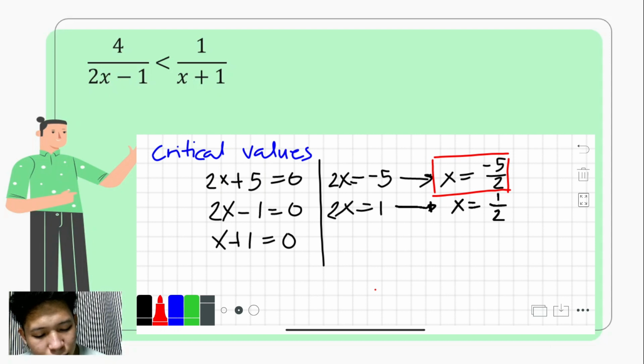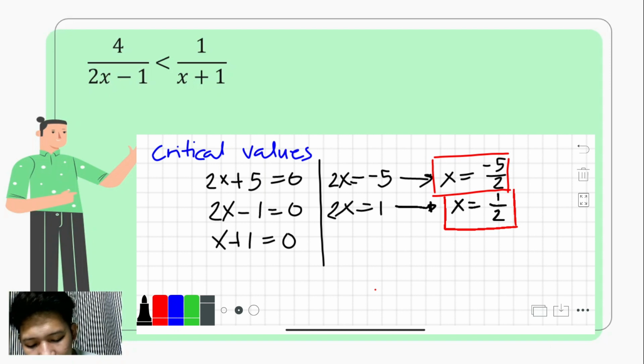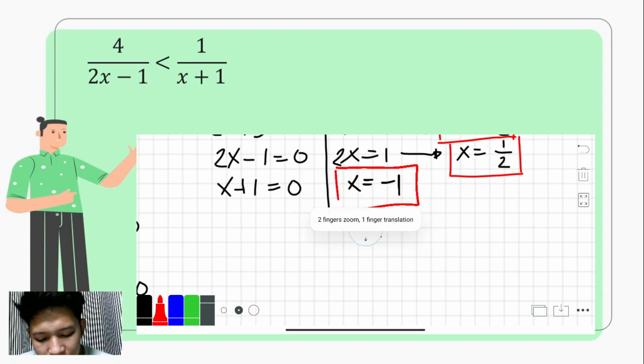Okay, so ito po yung susunod nating critical value. And then after that, we have the last critical value. We transpose positive 1 to the other side of the equation, making this x equals negative 1. So this would be our third critical value, at yun po yung ating ilalagay sa ating number line. Okay? So let us draw our number line.